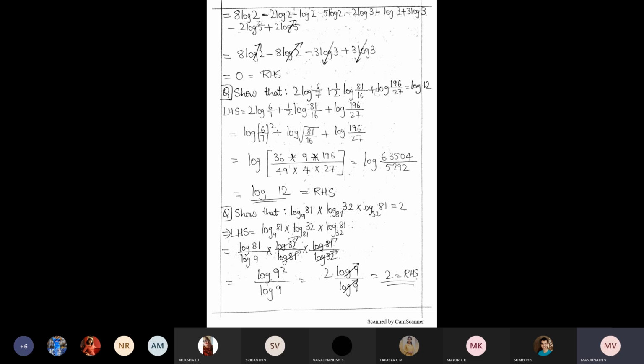Copy the problem. LHS is equal to RHS is equal to log 12. That you need to work. Just 2 or 3 steps enough. You will get the answer. Please check it.